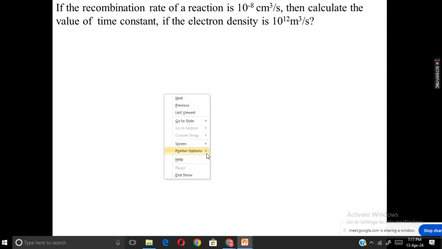So the question is, if the recombination rate of a reaction is 10 raised to minus 8 centimeter cube per second, so alpha is given as 10 raised to minus 8 centimeter cube per second, then calculate the value of the time constant. So what else is given? Electron density Ne is also given as 10 raised to 12 per meter cube.